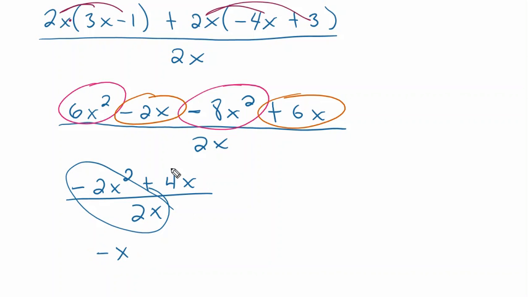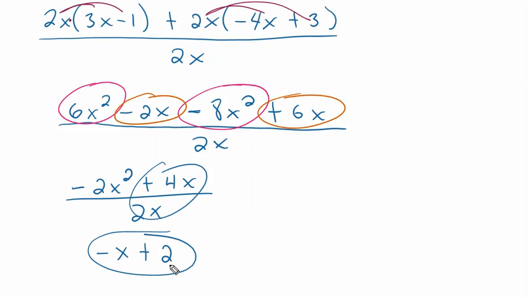Okay, and then moving on to the next one. So then that would be 4x divided by 2x. So 4 divided by 2 is positive 2. And then x divided by x is 1, or they just cancel out. So in the end, our answer is negative x plus 2.